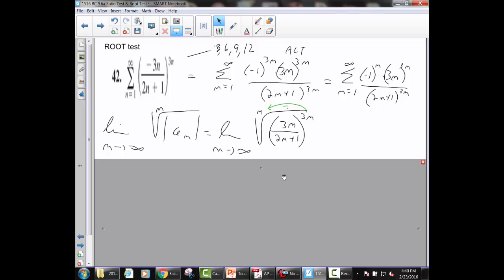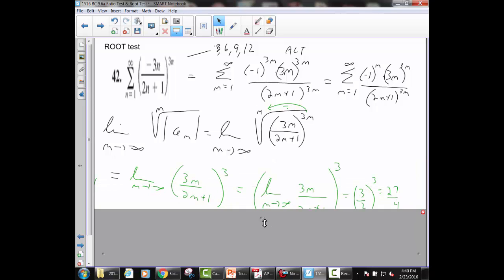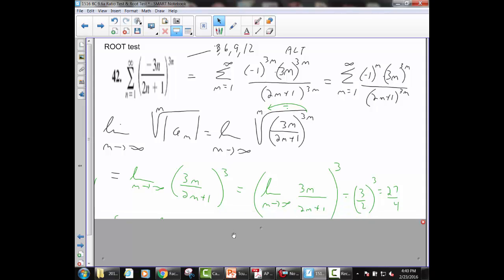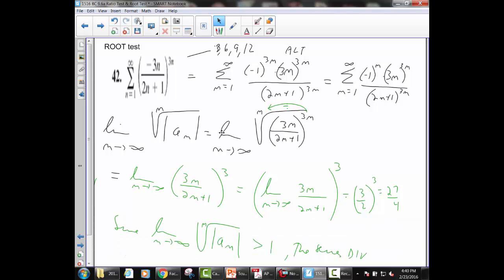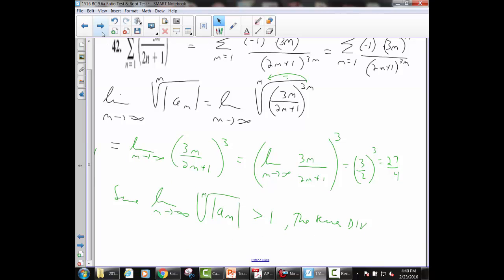Now, both of them are to the 3n, so I can raise them all to the 3n. And then, of course, I can simplify this radical. If you take this exponent and divide it by that exponent, it ends up being cubed. Or you can look at it as to the power of 3n over n, still gives you cubed. You have the limit of the cube of a function. Well, that's equal to the cube of the limit of the function. The limit of this function is 3/2. 3/2 cubed is 27/4. And again, since the limit is greater than 1, the series diverges.